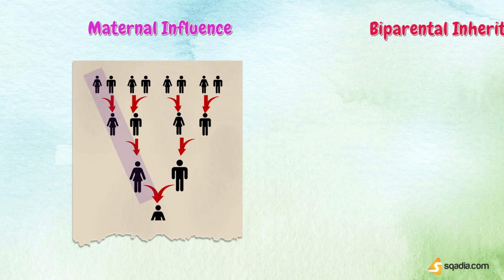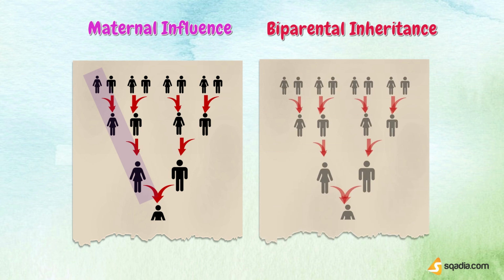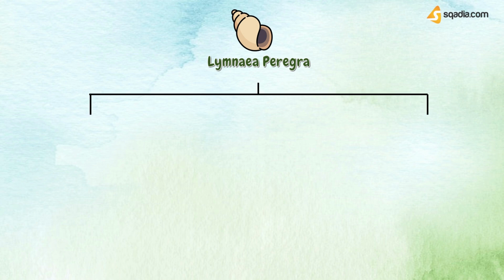This is in contrast to biparental inheritance, where both parents transmit information on genes in the nucleus that determines the offspring's phenotype. Both of these concepts are well explained in our previous videos. So, let's discuss it using the second example. Lymnaea coiling shell. Lymnaea peregra is an excellent example of maternal effect.